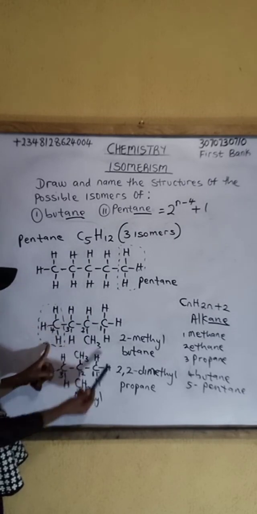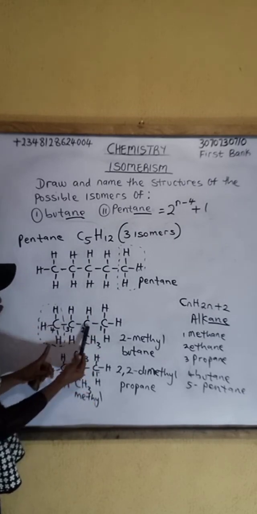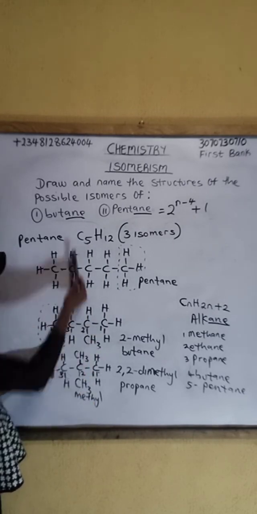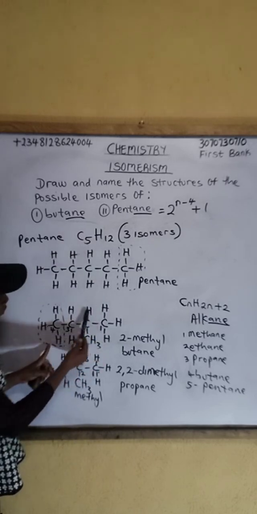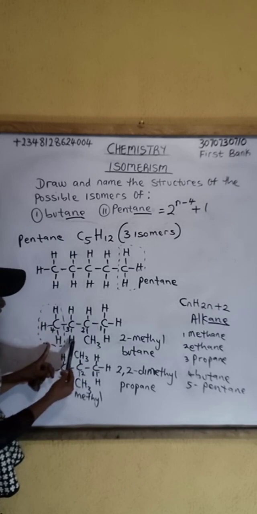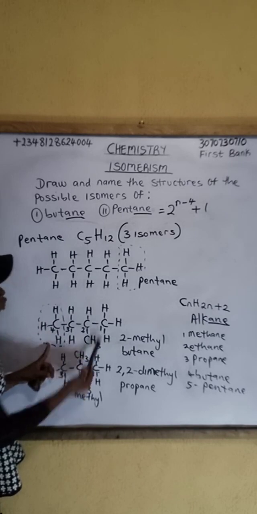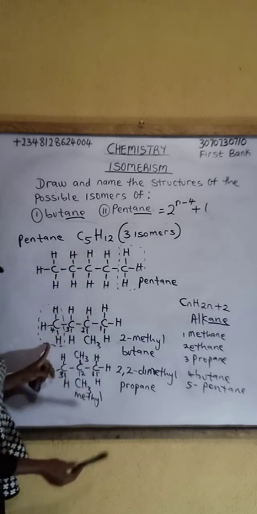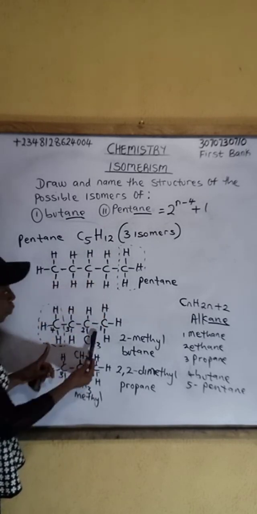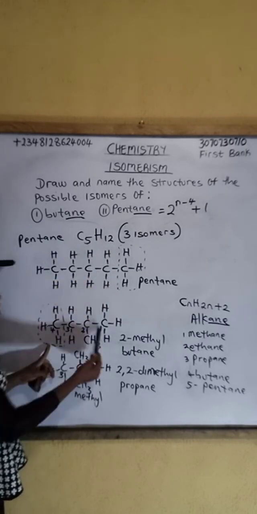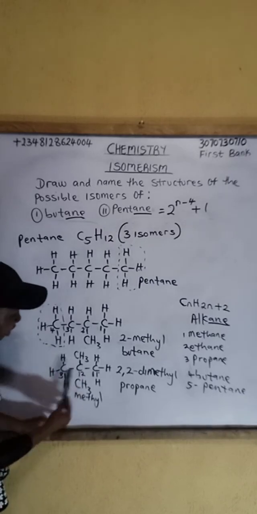Let's check the second structure. How many carbon atoms? 1, 2, 3, 4, 5. C5. How many hydrogen atoms? 1, 2, 3, 4, 5, 6, 7, 8, 9. So 9 plus 3 will give us 12. H12. So they have the same what? The same molecular formula but different structures. Let's check the third one.